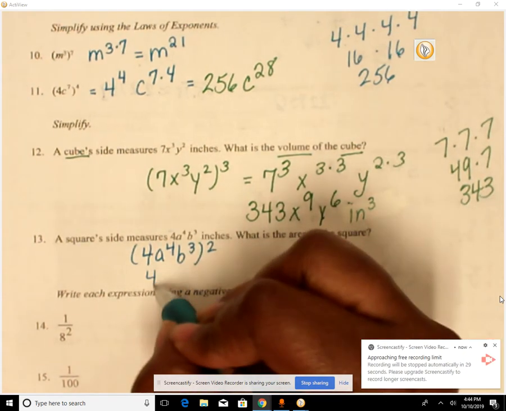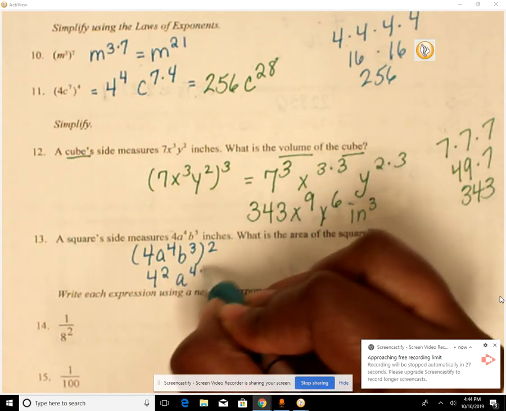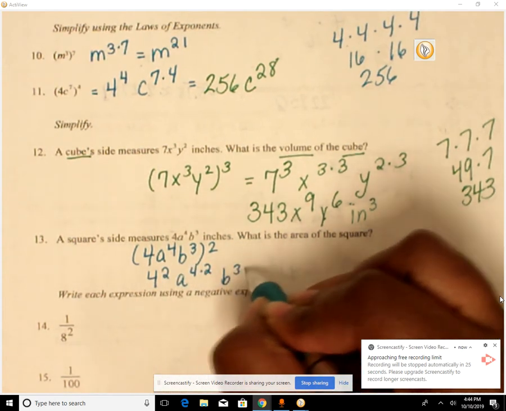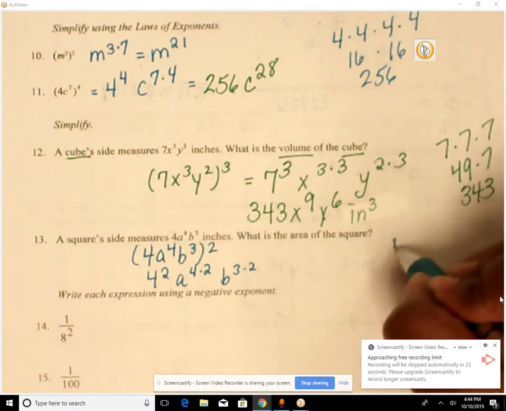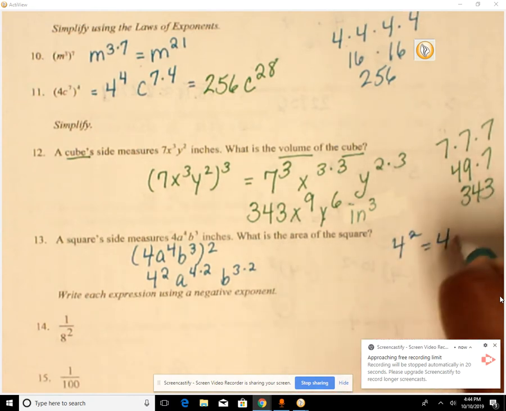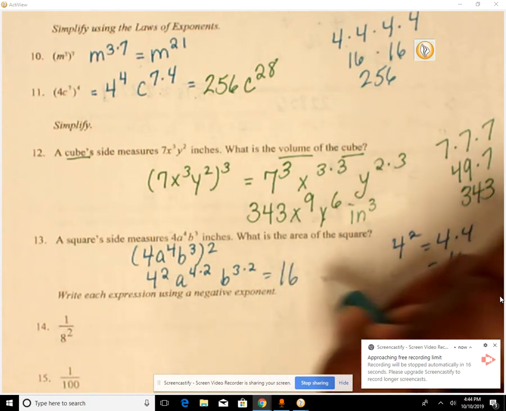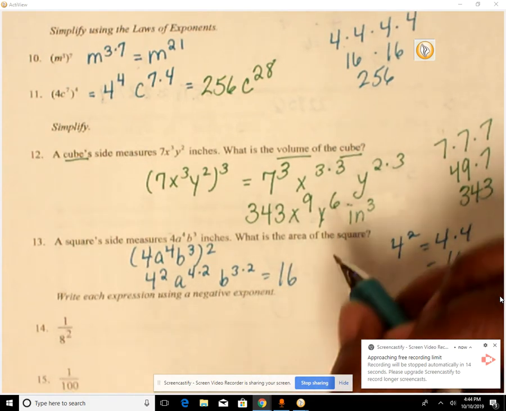So that means 4 to the 2nd power. A is 4 times 2. B is 3 times 2. 4 to the 2nd power is easy. It's 4 times 4, which is 16. It's not 8, it is 16. So erase if you got that.